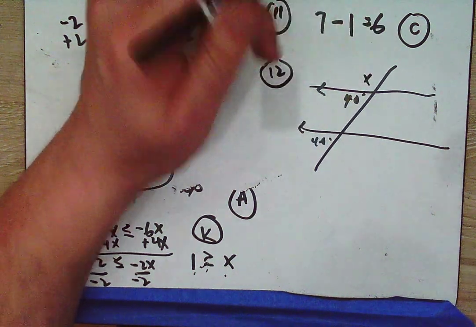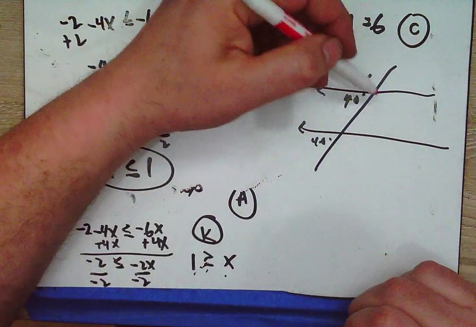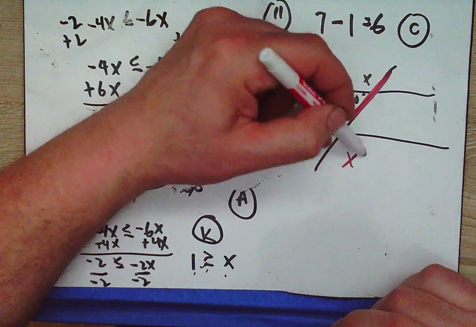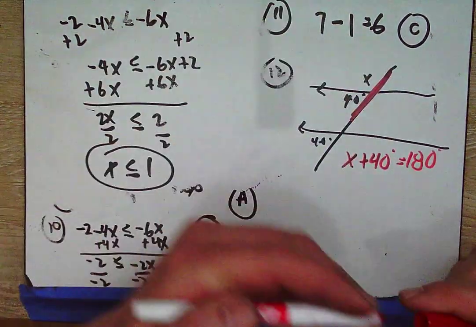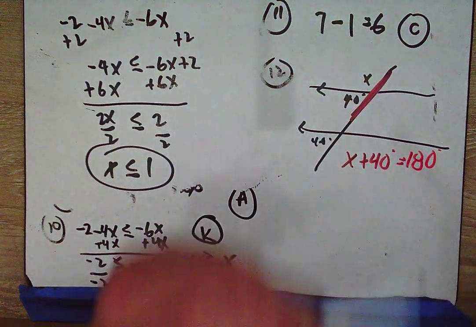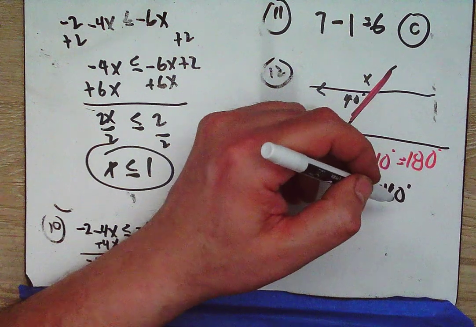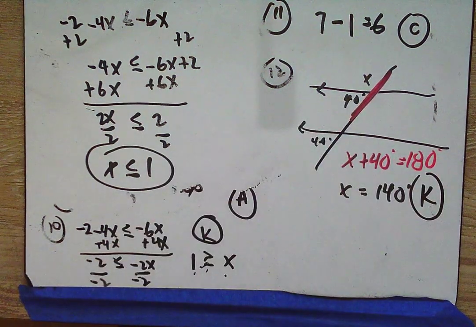And here's x. And what we know about x and 40 is that they make a linear pair. They're supplementary. X plus 40 should add up to 180. So if I subtract 40 from both sides, I'll get that x equals 140 degrees, which is choice K. K for number 12.